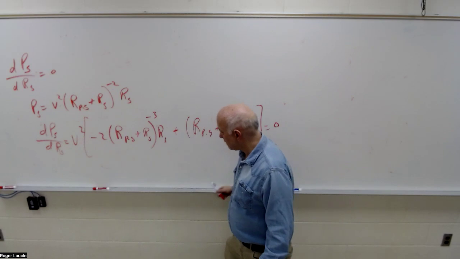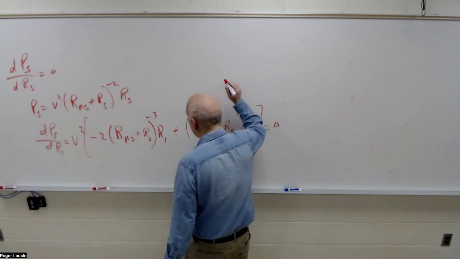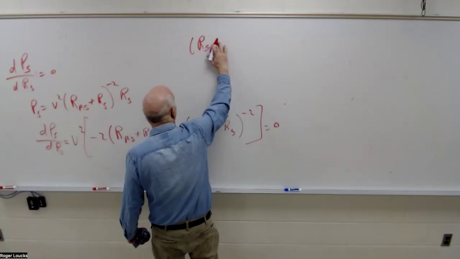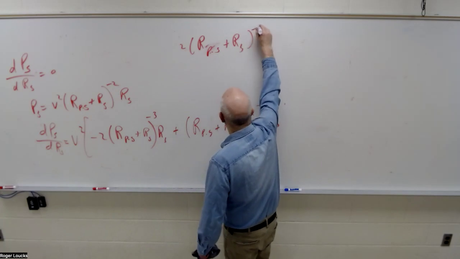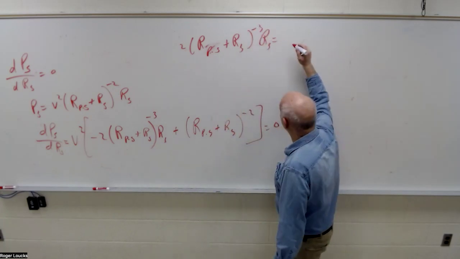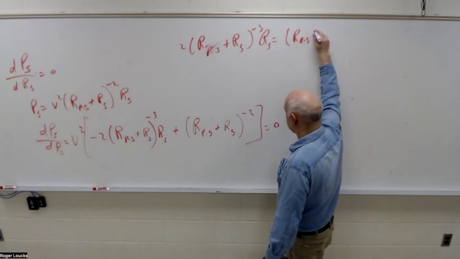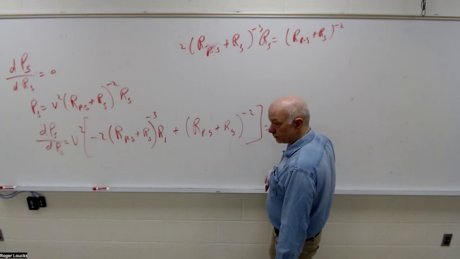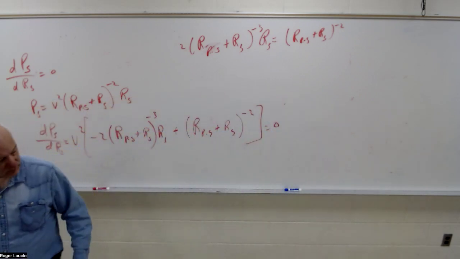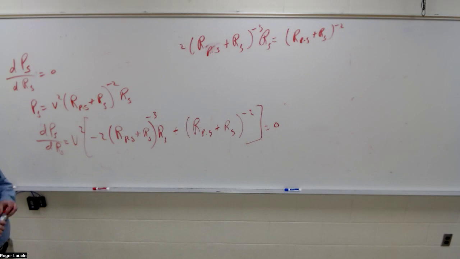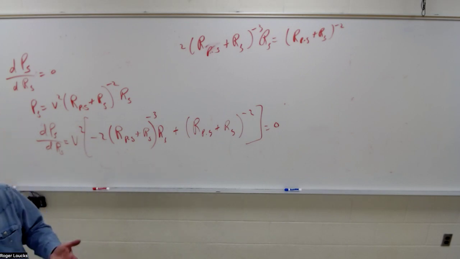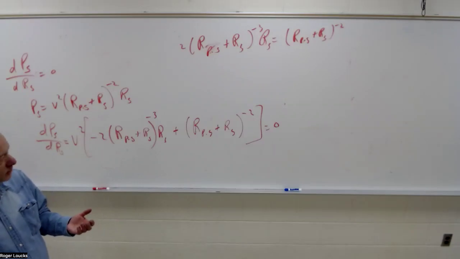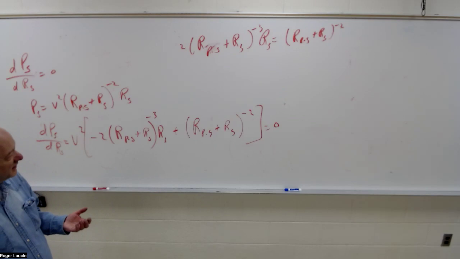Okay, the V squared is a constant. I can divide through by this. I'll take this to the other side. And so this gives me R_PS plus R_S minus 2 R_S equals R_PS plus R_S to the minus 2. What do I do? I'll clean it up. How do I clean that up? R_PS and R_S, some of them cancel.